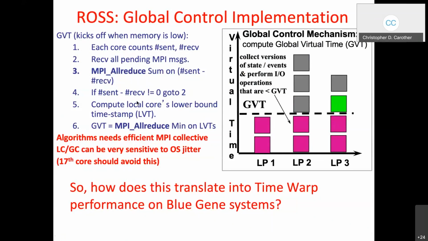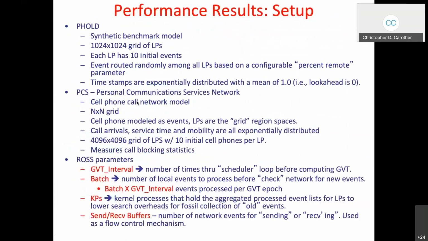We did a couple of different performance results or models. One was a synthetic benchmark that we call p-hold, and we'll do a couple of different versions of this. Essentially it's a pathological benchmark model that randomly sends messages to any LPs in the system based on some remote percentage. There are initial events in the system, but it's really quite pathological and hard to get good scalable parallel performance with. In particular, it's an exponential time distribution with a mean of 1, so a lookahead of 0 is possible with this model. Again, it's very hard to get to run in parallel.